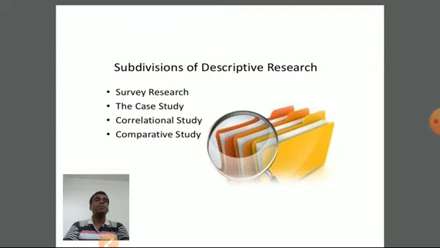So these are the four subdivisions that come under the category of descriptive research, and once again I highlight them, and you have to understand and remember them. So these are the four subdivisions.